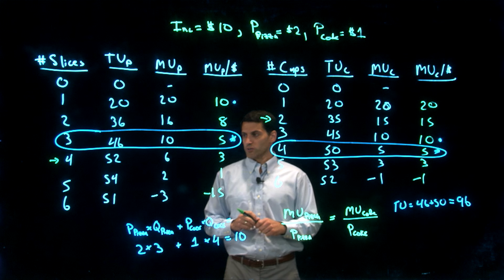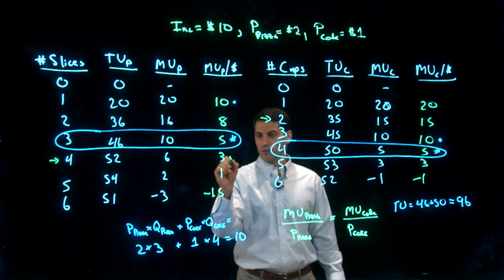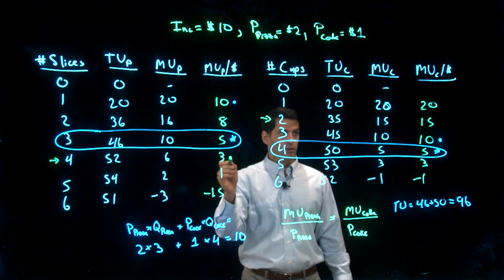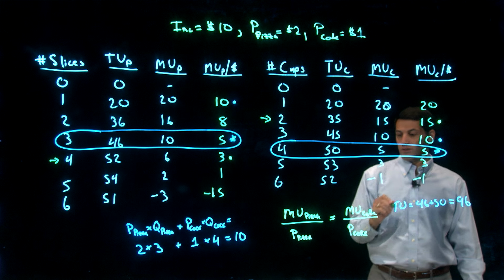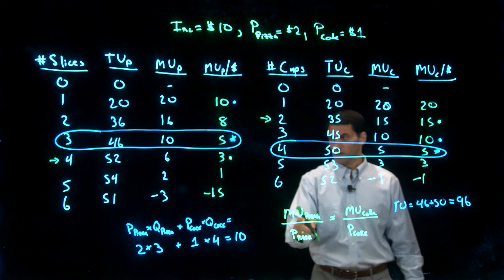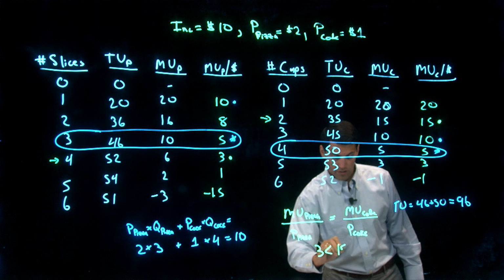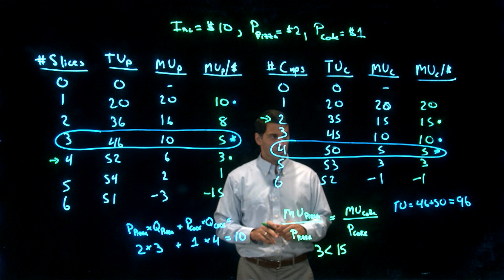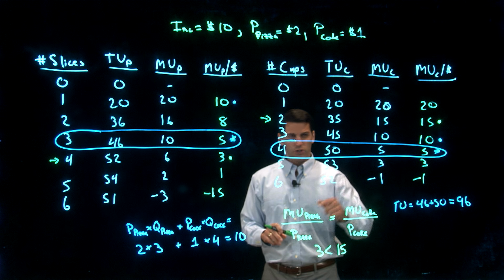What's true here? Well, in this case, the marginal utility per dollar spent on a slice of pizza is 3, while the marginal utility per dollar spent on a can of Coke is 15. So in this case, the marginal utility of pizza is down at 3. That's much less than it is for the marginal utility per dollar of Coke, which is 15.